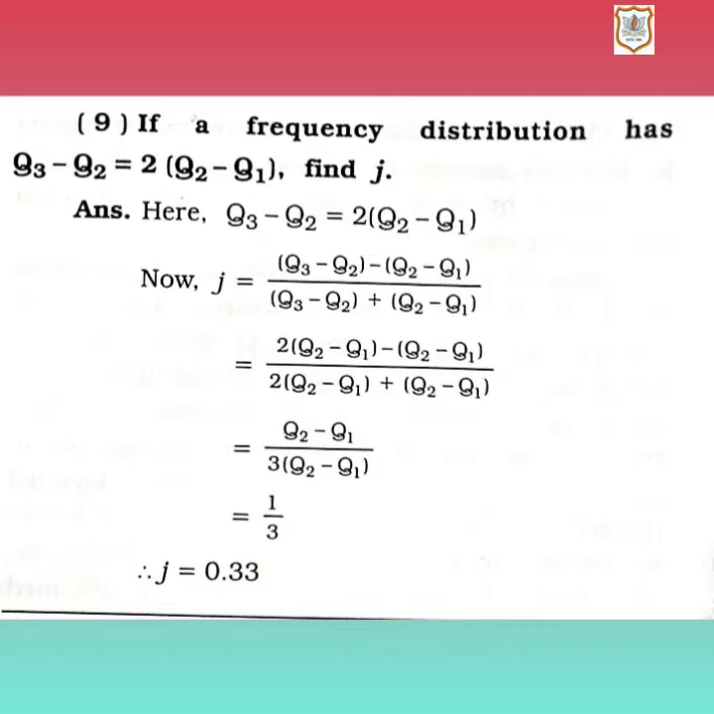In this video, we are going to continue short sums of exercise 5 section C. Sum number 9. Let's read it. If a frequency distribution has Q3 minus Q2 equals 2Q2 minus Q1, find J.